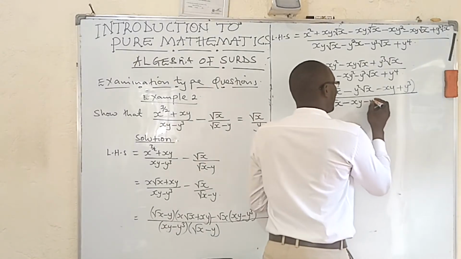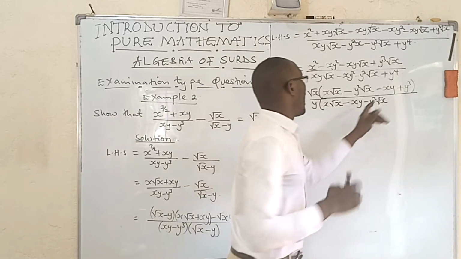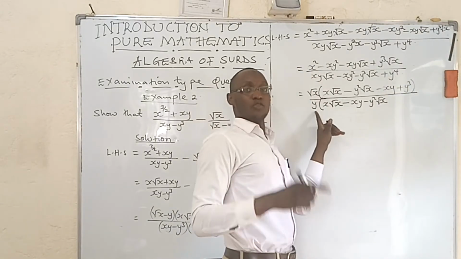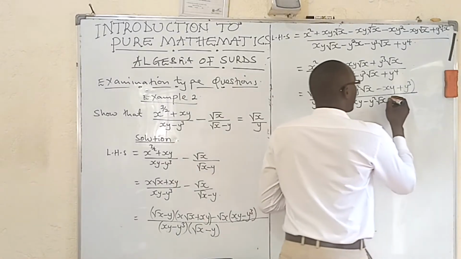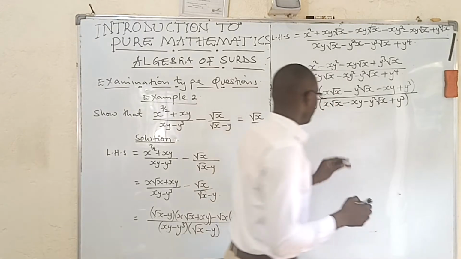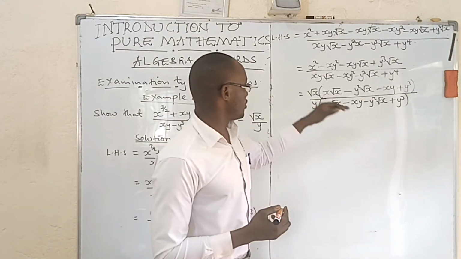I remain with y squared root of x. In the denominator, from y power 4, one y is out. What do we remain with? y power 3. Very interesting. Let me try to rearrange the denominator such that it conforms to the numerator.